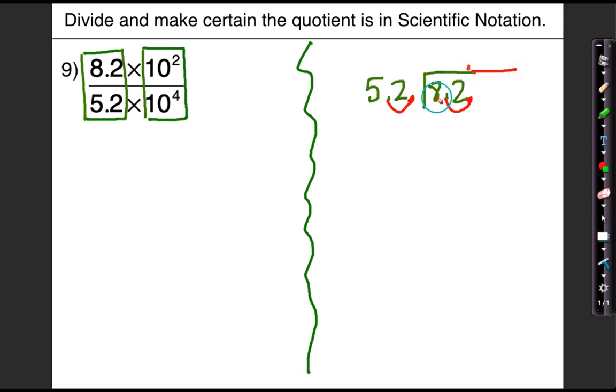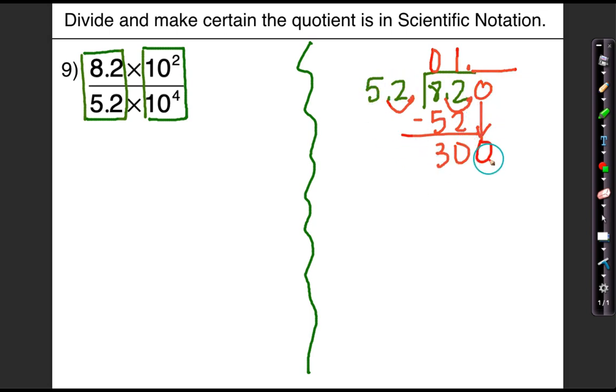Can 52 go into 8? Nope, so we're putting a 0 there. Can 52 go into 82? The answer is yes, it can go once. And that's going to leave us with a remainder of 30. We can obviously see it doesn't go in nicely, so let's bring down 80.